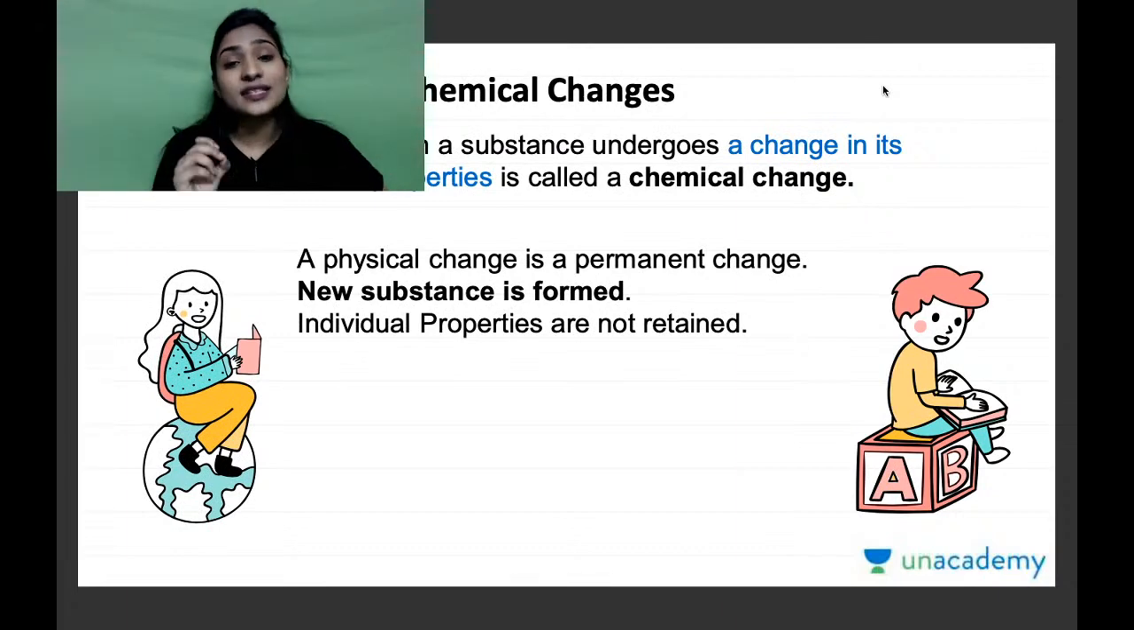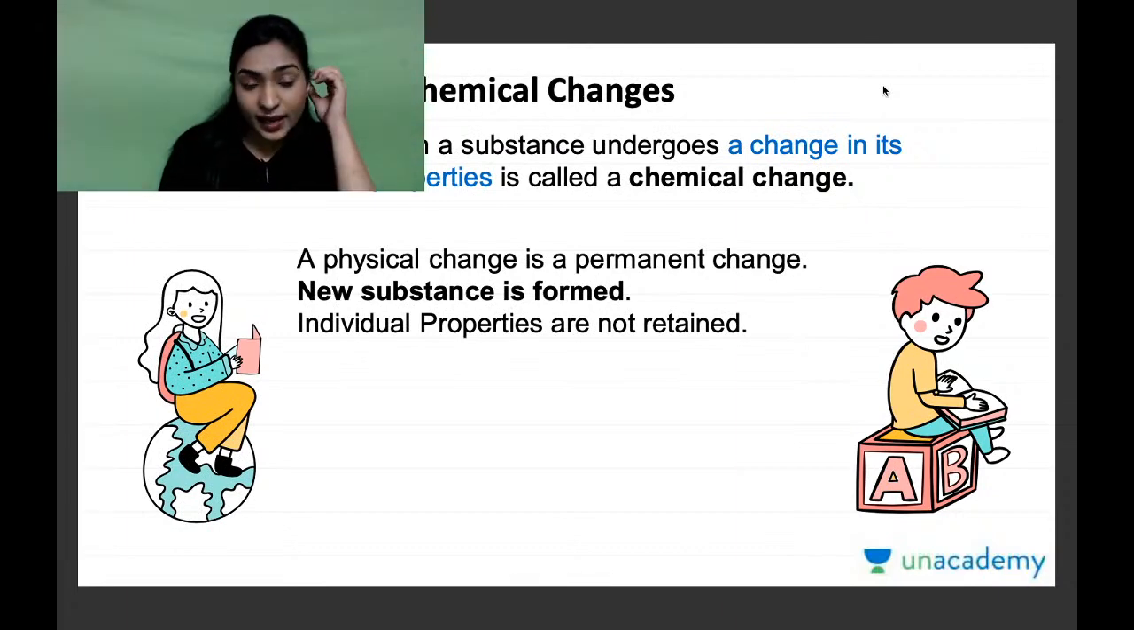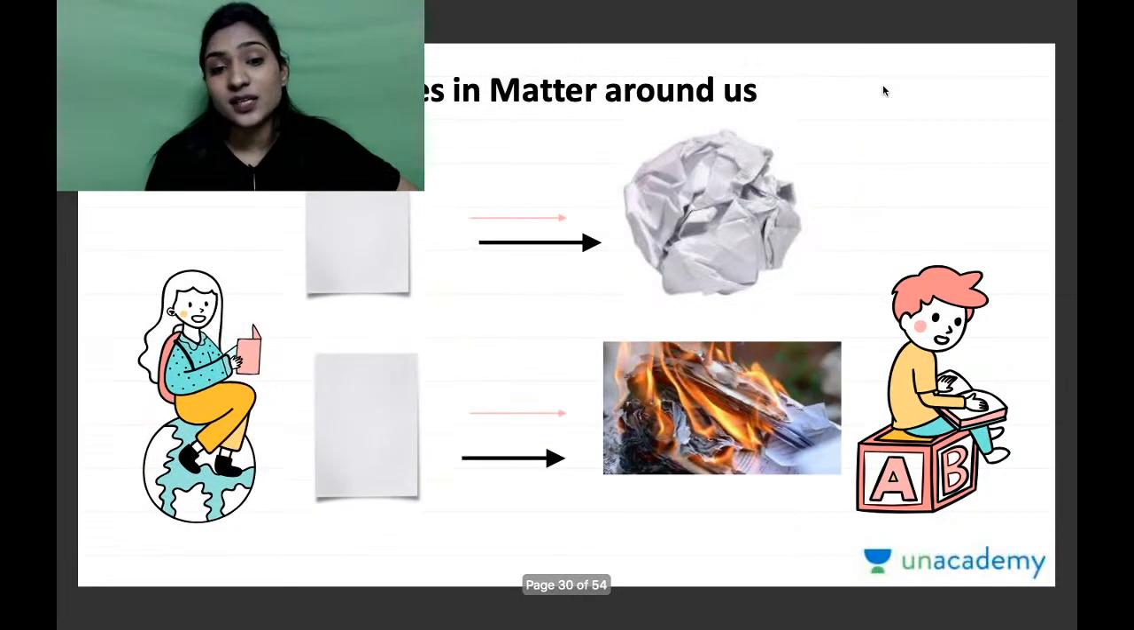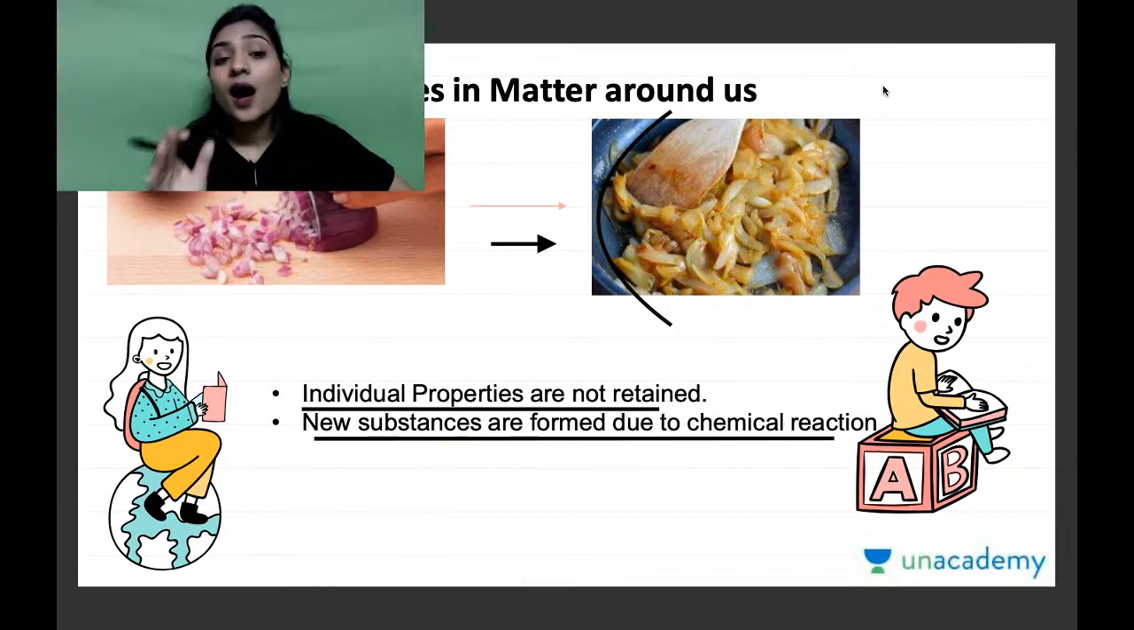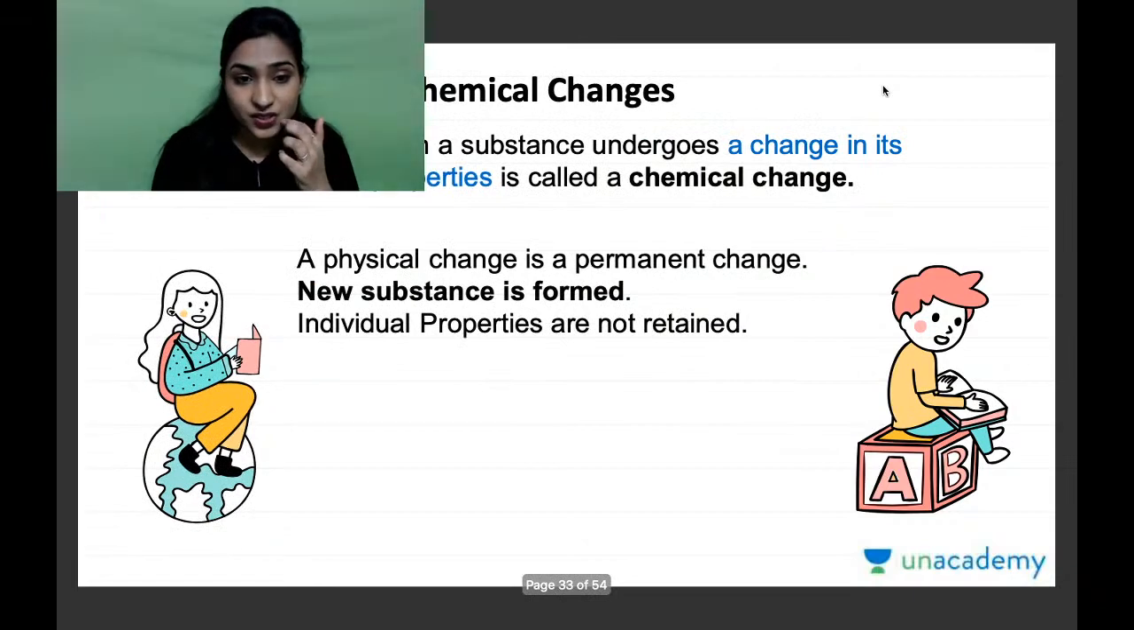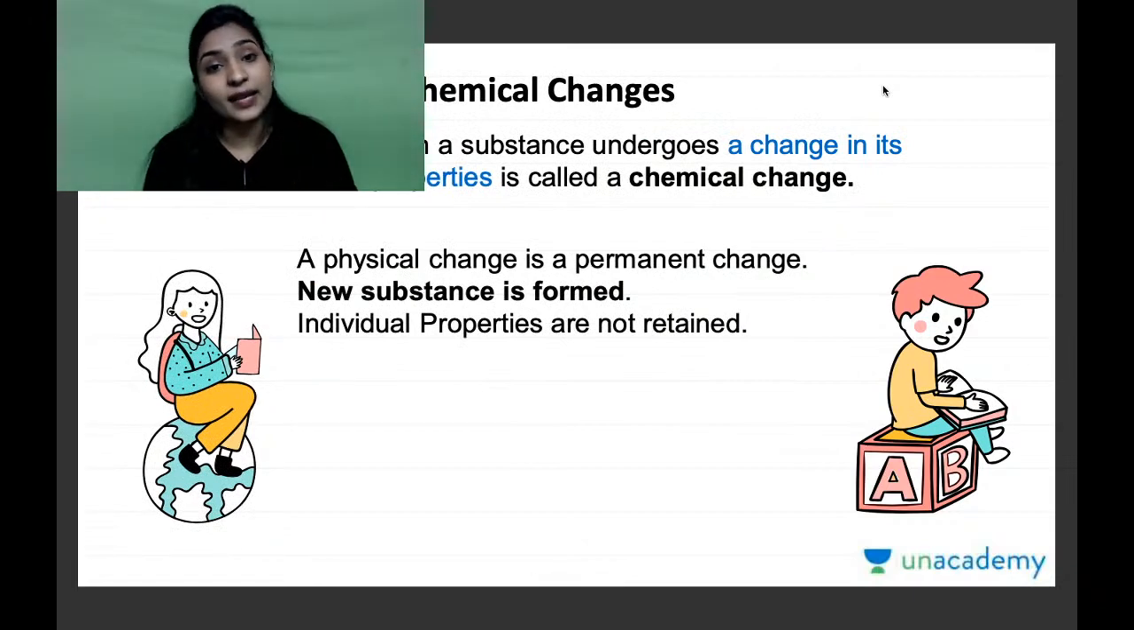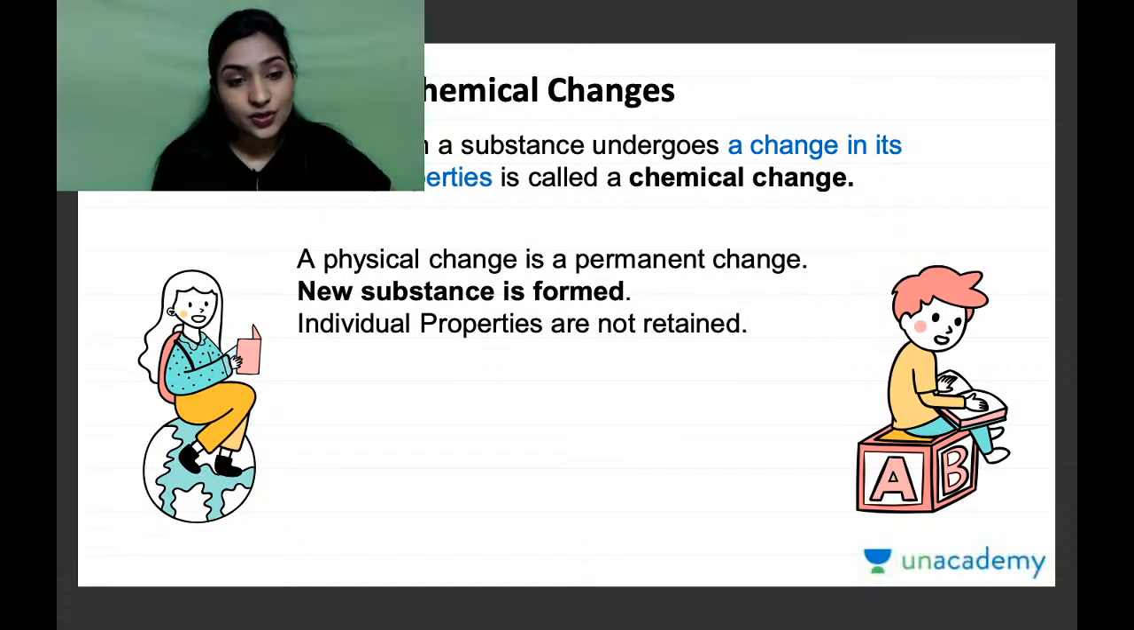So ये सारे changes जो अभी तक आपने देखे, ये सारे changes थे chemical changes. Which changes? Paper turning into ash when we burn it. Onions, cooking of onions, ये हो गया chemical change. So इन changes को बोलेंगे हम लोग chemical changes. So a change in which a substance undergoes a change in its chemical properties is called a chemical change.